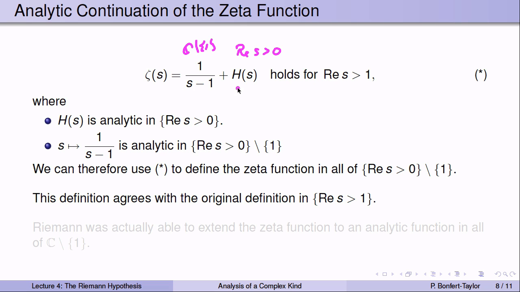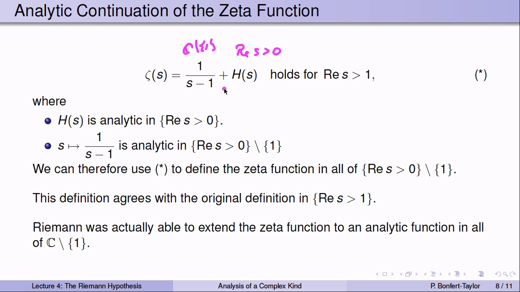As s approaches 1, h of s is well behaved, and the only thing that's not so well behaved is the term 1 over s minus 1, which goes to infinity. Riemann was actually able to extend the zeta function to an analytic function in all of C minus the point 1, not just in the right half plane minus the point 1.